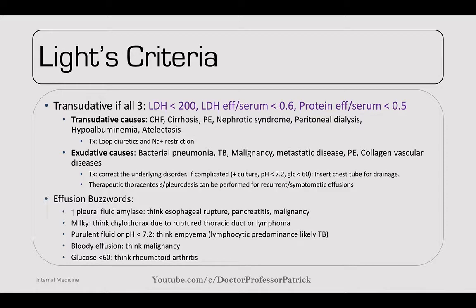So some of the effusion buzzwords to look for: if the pleural fluid has increased amylase, think esophageal rupture, pancreatitis, or malignancy. If it is milky in color as it's coming out, think of a chylothorax due to a ruptured thoracic duct or lymphoma. If it's a purulent fluid or the pH is less than 7.2, think empyema. With lymphocytic predominance, look at TB especially. If it's a bloody effusion, think about malignancy. And if the glucose is less than 60, think about rheumatoid arthritis or also an empyema.